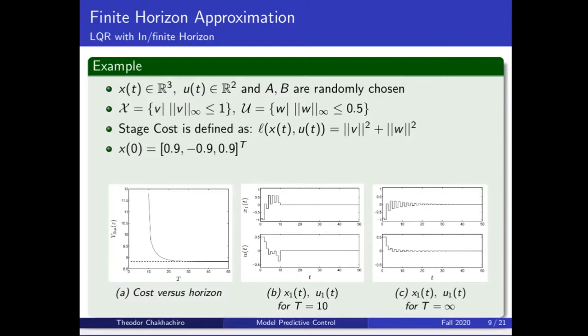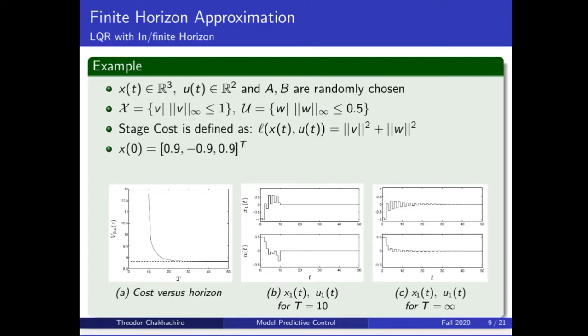In LQR here, we solve for this problem, and we choose x of t to be in R cubed, u of t to be in R squared, and the A and B are randomly chosen. Script x set is defined as follows, and the script u set is also defined as follows. And this really depends on the problem that you are dealing with. So these are randomly chosen, and the stage cost is defined as the 2 norm of v squared plus the 2 norm of w squared. And also the initial condition on x is randomly chosen here.